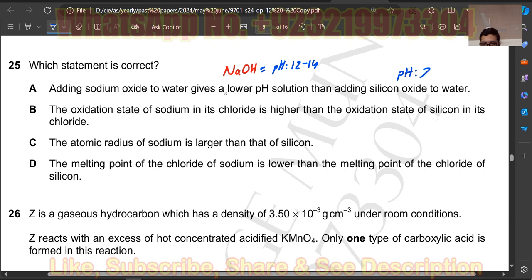So it is incorrect. It is not the lower pH, instead it is a higher pH. So this option A becomes incorrect.